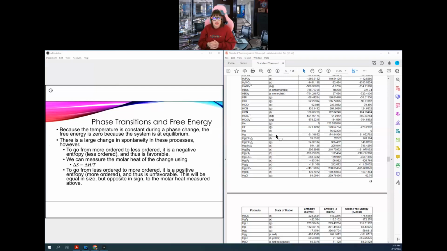We can measure the molar heat of the change using delta S equals delta H over T. So I'm not going to ask you to calculate that, but that is how we can do it. So that will give you some idea of what we're talking about in terms of how much entropy we get from that. Okay, so you go from less ordered to more ordered, it's positive. We go the other direction. They'll be equal in size but opposite in sign. Okay.